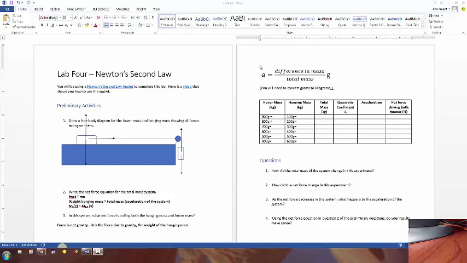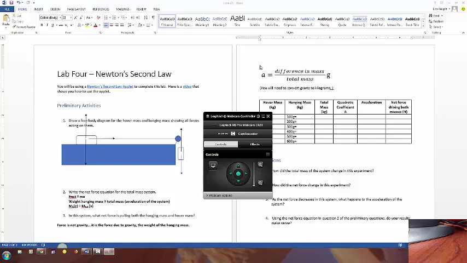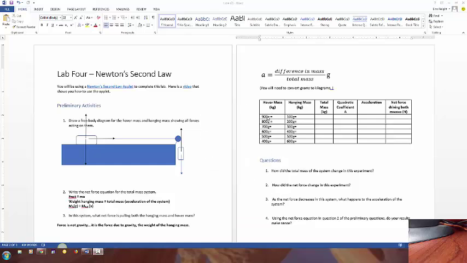Hi guys, I just wanted to go over your lab 4 with you because I wanted to make sure you understood number 1, what I meant by drawing a free body diagram, and also I wanted to talk to you about the results of this lab.